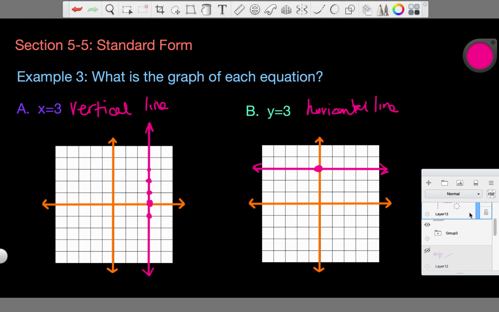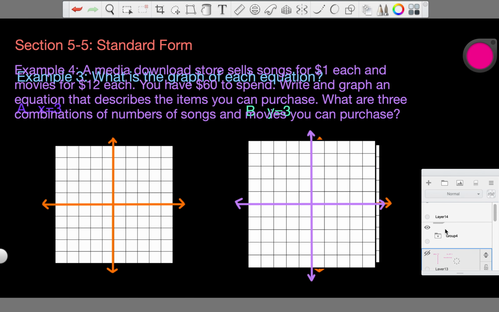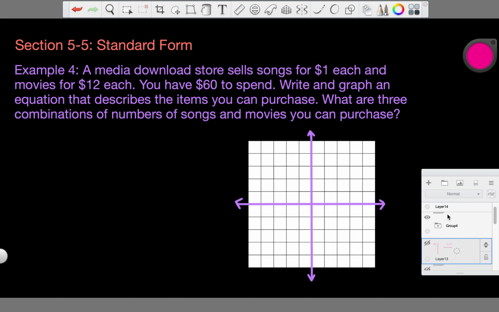Okay? So last up is a word problem. So this says that a media download store sells songs for $1 each and movies for $12 each. You have to spend $60. Write and graph an equation that describes the items that you can purchase. What are 3 combinations of numbers of songs and movies that you can purchase?